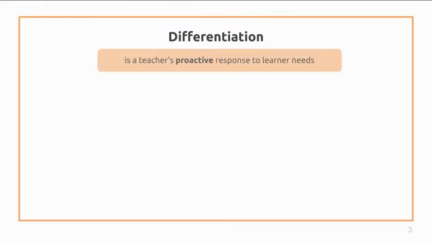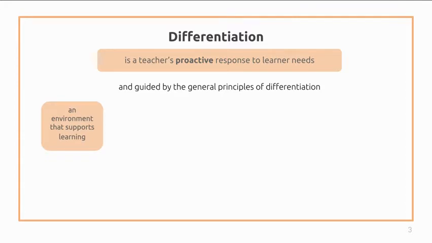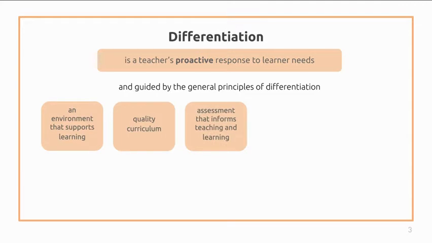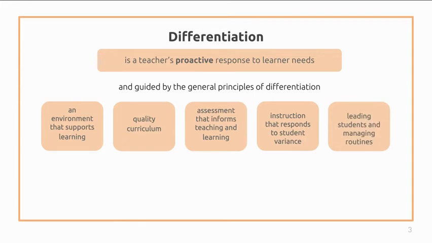Differentiation is designed into lessons so that it is a proactive response to learner needs. In order to differentiate, there must be an environment that supports learning, quality curriculum, assessment that informs teaching and learning, instructional activities that respond to student variance, and routines that support student independence. These are known as the general principles of differentiation. In other words, these conditions must exist for an educator to successfully differentiate.